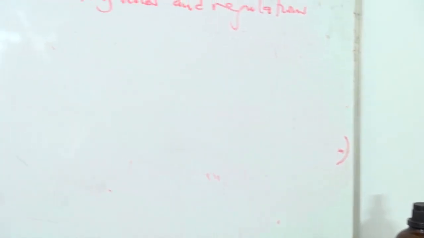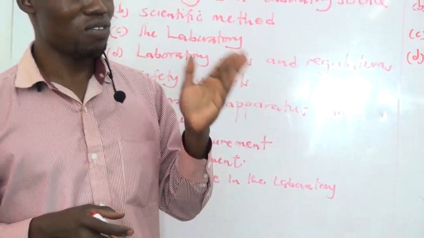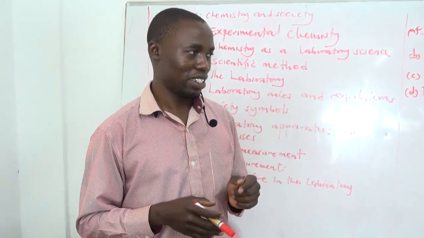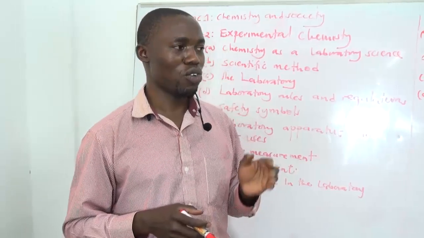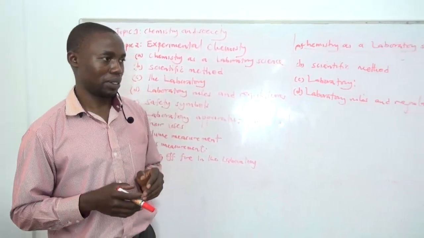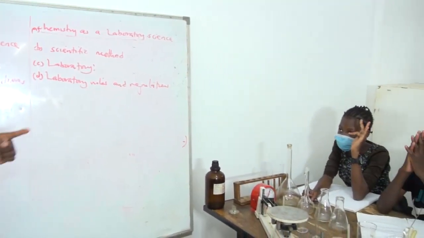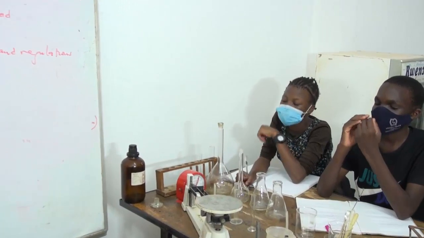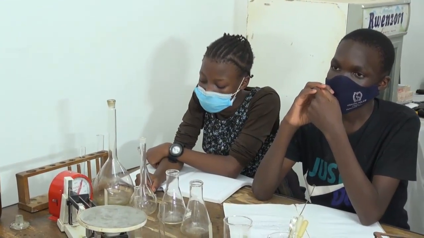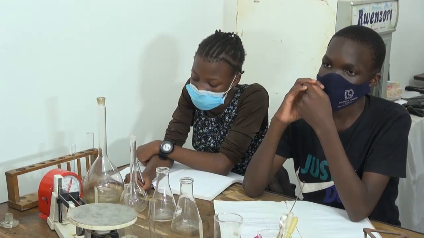Question 2. How could the boy have avoided the accident? How could the boy have avoided it? Yes, start again, Pensius. By going to the lab with the supervisor or a lab technician. Going to the laboratory with the supervisor or laboratory technician.